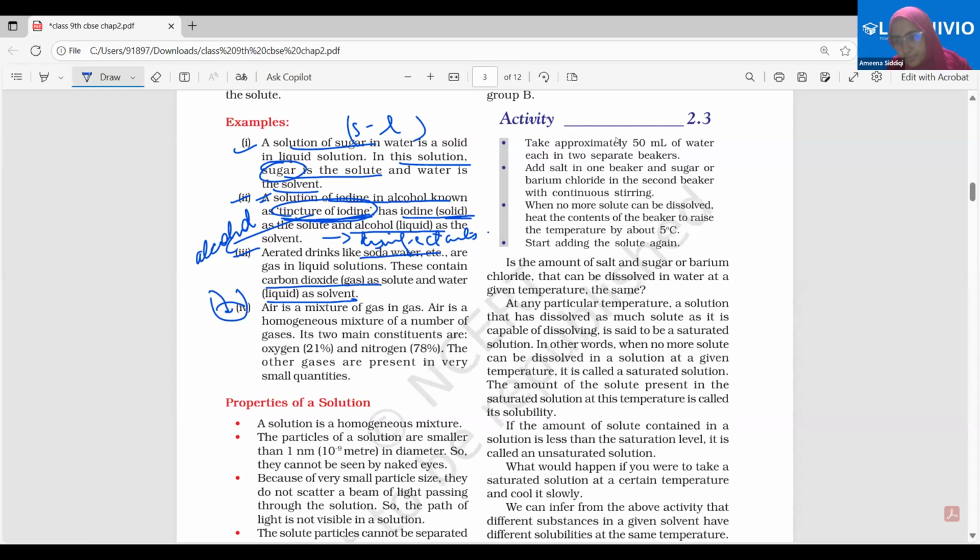Is it clear? Amar, I need you to respond because you have a very questioning face right now. Yes, it is clear. Air is a mixture of gas and gas. Air is a homogeneous mixture of a number of gases, with two main constituents. We have already done that. Any confusion till here? No, ma'am.